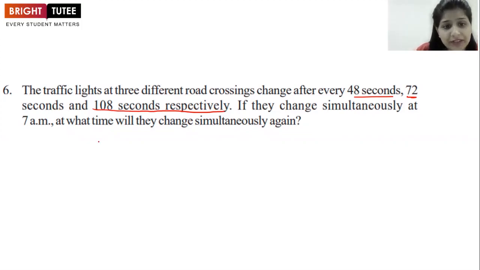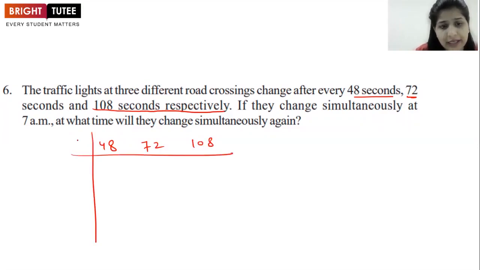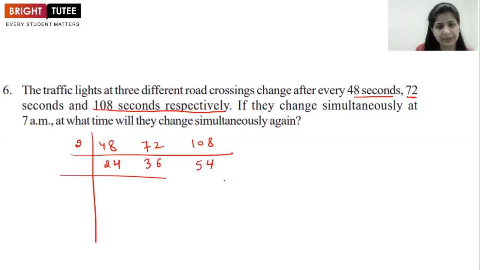So we will find the LCM of 48, 72 and 108. Just calculate that. So 2 2s are 4 and 2 4s are 8. 2 3s are 6, 2 6s are 12. 2 5s are 10, 2 4s are 8. Again with 2. 2 1s are 2, 2 2s are 4. Then 2 8s are 16. 2 2s are 4, 2 7s are 14.